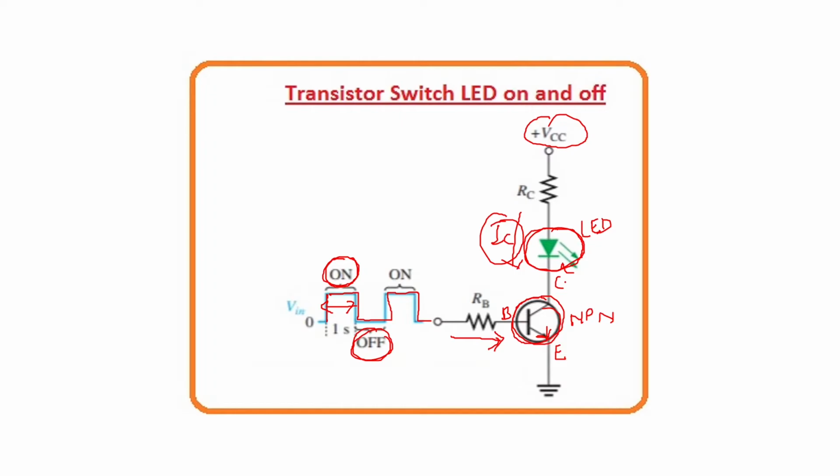This is how you can show a transistor going into cutoff and saturation mode, and acting as a switch. Depending upon the LED glowing, that is on and off, whenever the LED is on, the transistor is a closed switch. Whenever the LED is off, the transistor is an open switch.